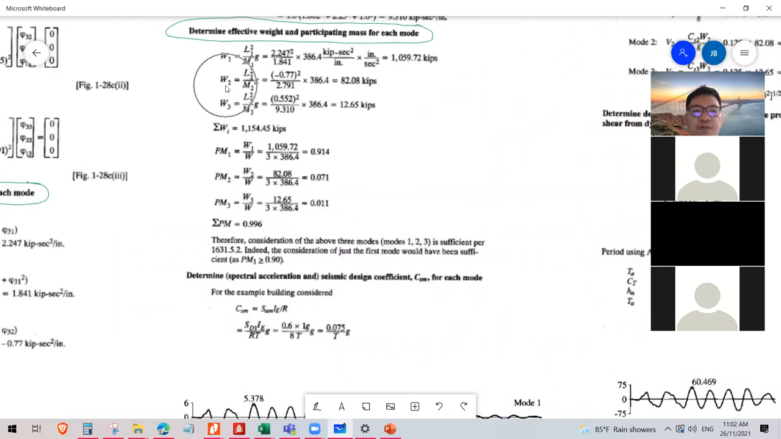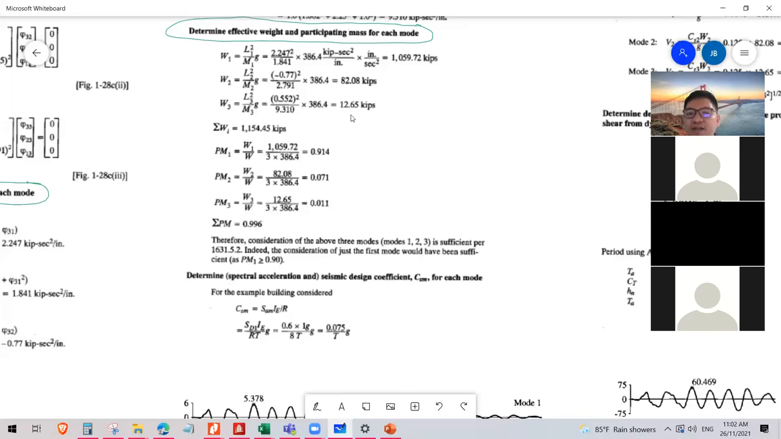1,059.72 kips. Yung mode 2, 82 kips lang. Then mode 3, 12 kips lang. Di ba? Makita nyo na the mode 1 will basically govern yung shape na ganyan. So that means when an earthquake comes, siya talaga yung ma-excite. No? Yung mode 2, although gumiling siya ng pagganon, 82 kips lang. Mode 3, yung nag-cross ng dalawang beses, is just 12 kips. So it's not likely to happen.